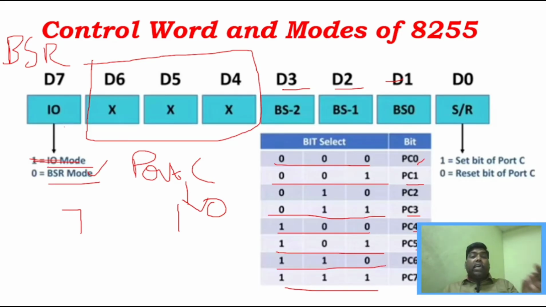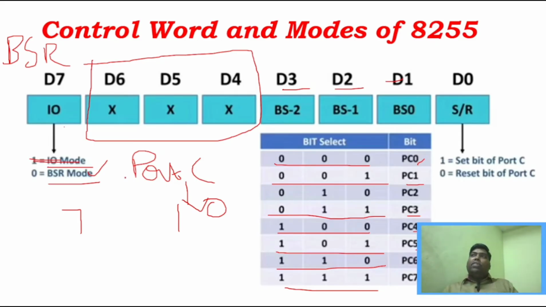I repeat this again, only port C supports the BSR mode, right? In that port C we have 8 bits, right? We know BSR mode is nothing but bit set reset mode. It will set or reset any particular bit, right?